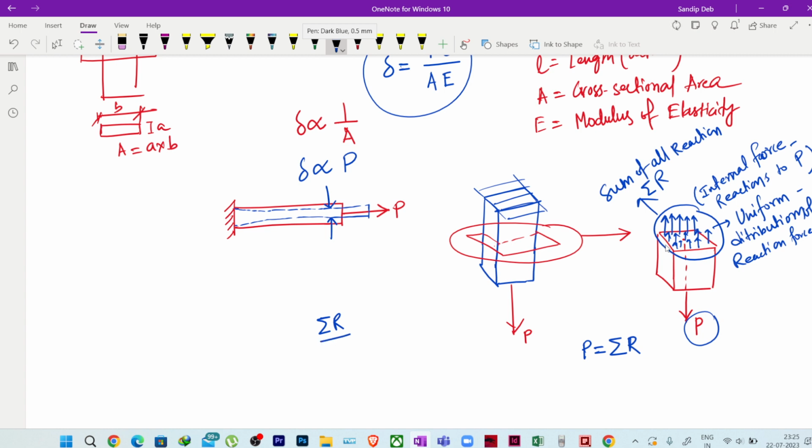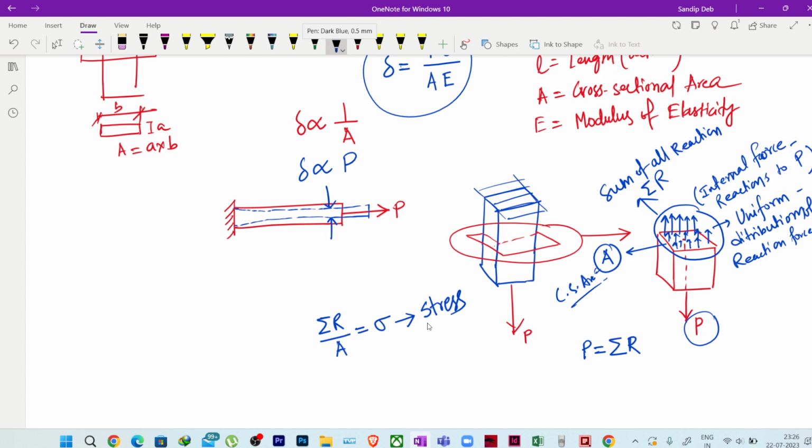So this sum of reaction forces uniformly distributed along this cross-sectional area, if I define this cross-sectional area as A, and if we sum all the reaction forces as sum of R, so this total force spread over this area, this particular thing we define with one particular symbol, which is sigma, and we call this as stress. Okay, we call this as stress.